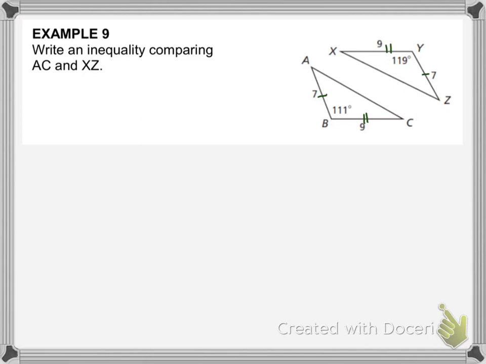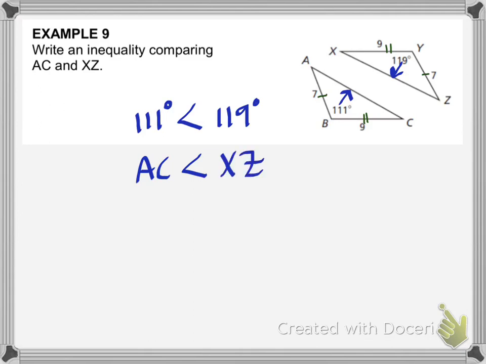Okay, so the angles that we've got are 111 degrees and 119 degrees. Now I know that 111 degrees is less than 119 degrees, right? So that means that the side across from 111 degrees, which is AC, is also going to be less than the side across from 119 degrees, which is XZ. So the relationship between AC and XZ is that AC is less than XZ.